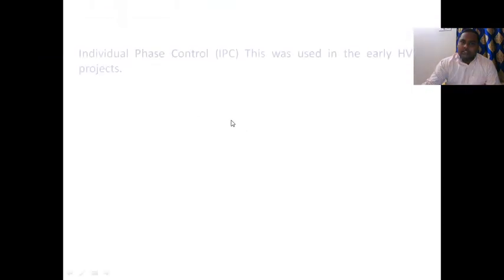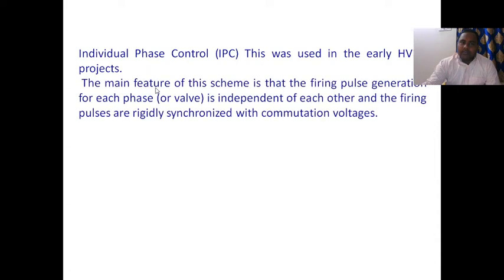In the previous discussion, we saw that we can control the power by using individual phase control and equidistant pulse control. The individual phase control, IPC, was used in the early HVDC projects. The main feature of this scheme is that the firing pulse generation for each phase, that is each valve, is independent of each other, and the firing pulses are rigidly synchronized with commutation voltages.